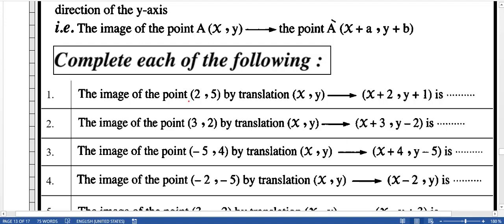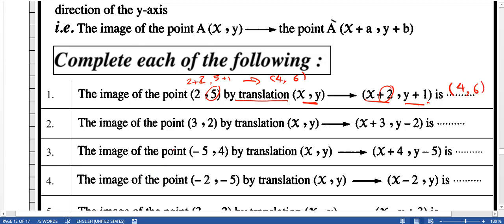So here, like this one, we find the image of the point by translation (x, y) to (x plus 2, y plus 1). What is this? That means we will add 2 to the x coordinate and we will add 1 to the y coordinate. So the point will be 2 plus 2, and 5 plus 1. It will be 4 and 6. This is the new point, (4, 6).